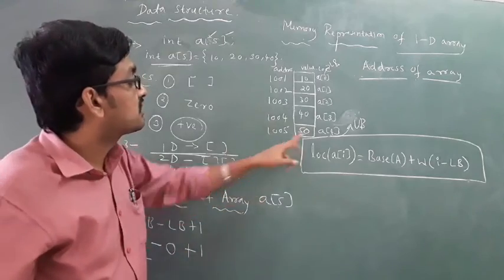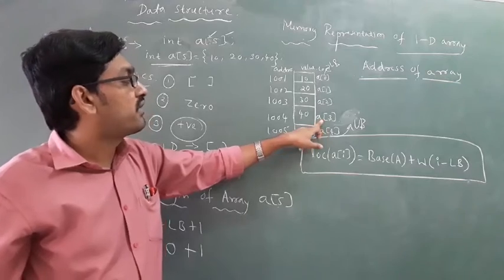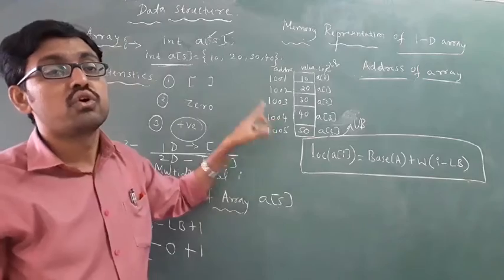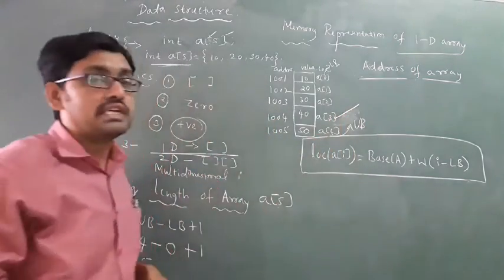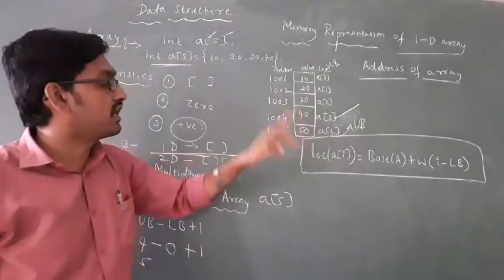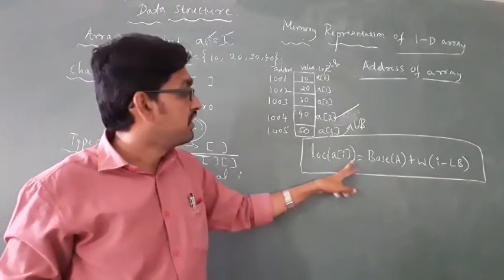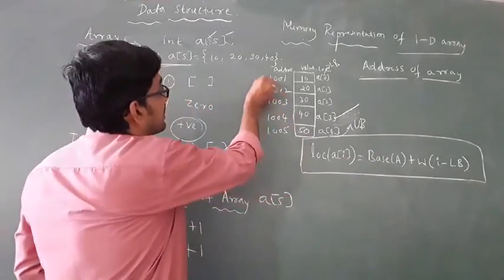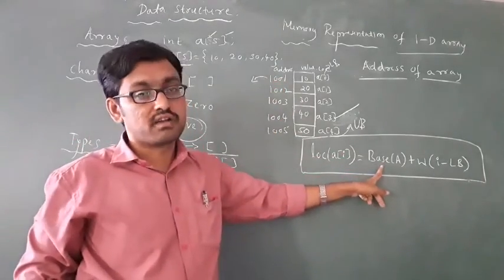How to find the address of A of 4, or say I want to find the address of A of 3. The address of A of 3 is 1004. How to find the address of A of 3? I need the address of A of 3. You have to write this formula: location of A of I equals base address plus W times I minus LB. What is the base address? The base address means the first address of the array.